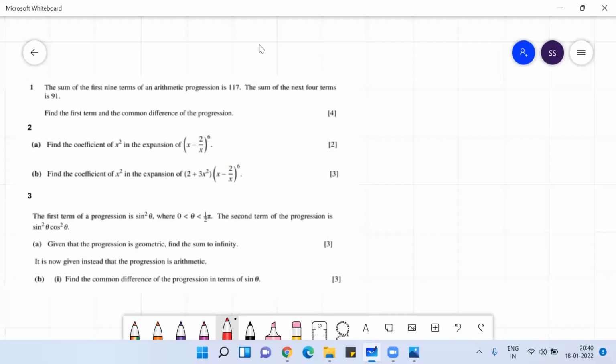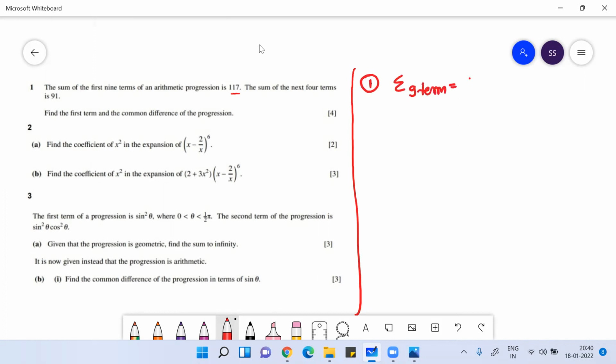So if you see question number one, the sum of the first nine terms of an AP is 117. So you can simply apply the sum of n terms formula in AP.